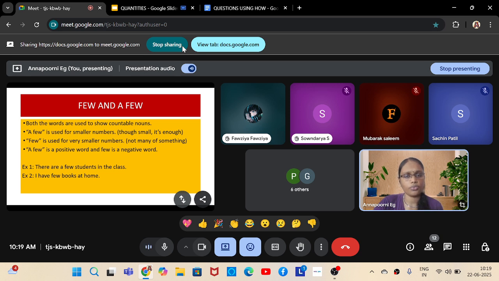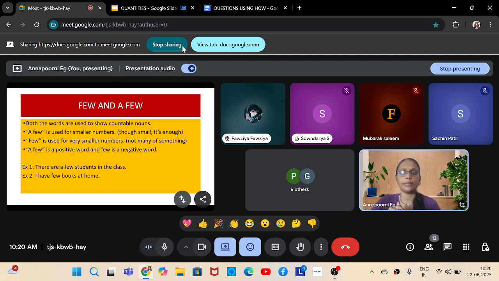A few, na konjam; few, na romba konjam. Okay, a few is small; few means it is very, very less. So that is why we call a few a positive word and few a negative word. But keep in mind, both the words can be used with countable nouns only.